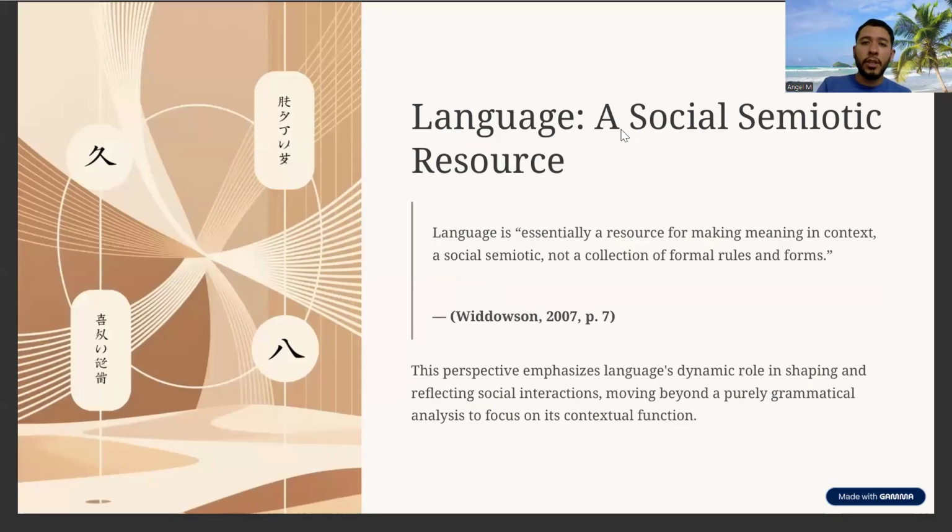Another important concept is language as social semiotic resource. Language is essentially a resource for making meaning in context, a social semiotic, not a collection of formal rules and forms. This perspective emphasizes language's dynamic role in shaping and reflecting social interactions, moving beyond a purely grammatical analysis to focus on its contextual function.